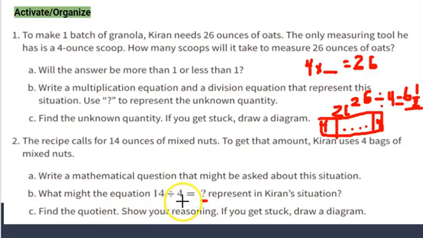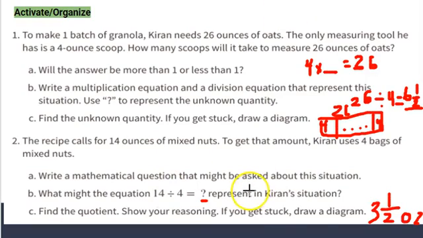So what do we get for our quotient? Well, 4 can go into 14 3 times. 3 times 4 is 12. 14 minus 12 is 2. We get 2/4. Each bag holds 3 1/2 ounces.